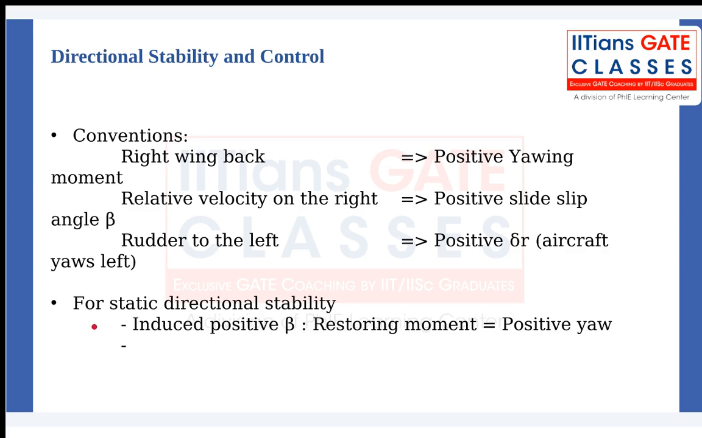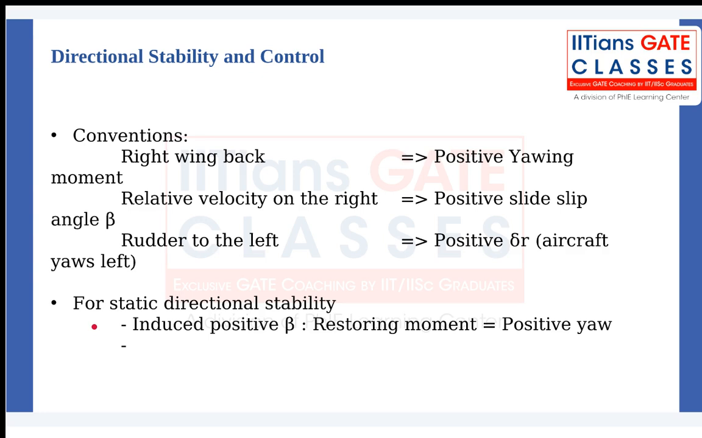Let's go to the next question. Before that, today we'll start directional stability and control. I think there's some problem with the alignment of the data, but we'll try to manage with this. For directional stability and control, what are the conventions? Right wing back is positive yawing moment. It's just a recap of what you've studied already.